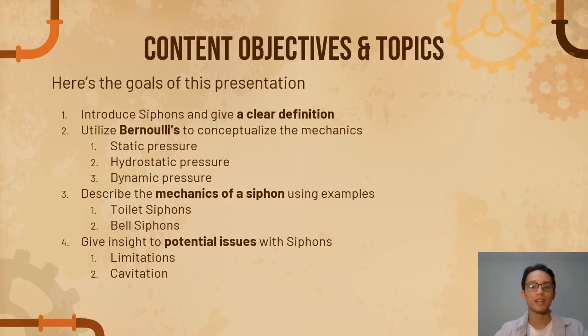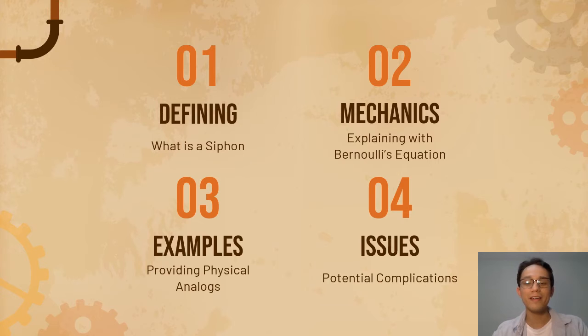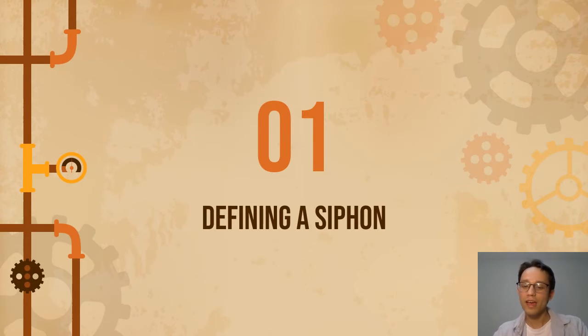So I have a few objectives and topics to go over here. First, I wanted to introduce siphons and give them a clear definition, and then I also wanted to use Bernoulli's equation to help conceptualize the mechanics of a siphon. Finally, I wanted to help describe some of the mechanics using examples and give some potential issues with siphons. Here they are again. And so let's move on to defining a siphon.